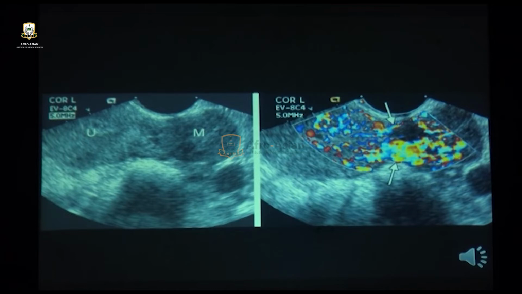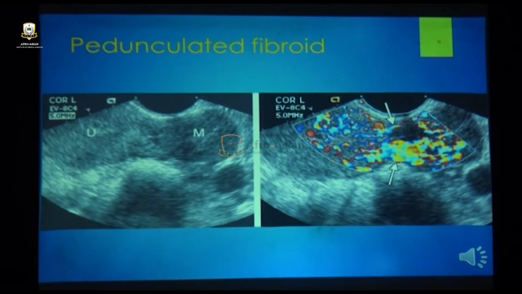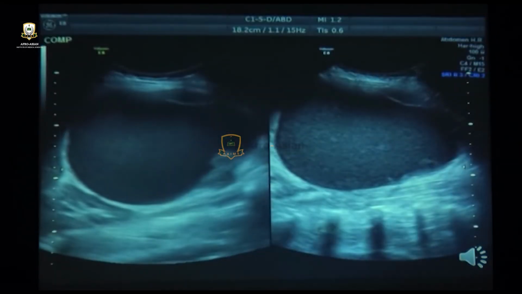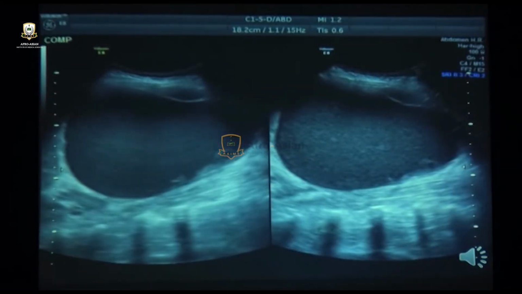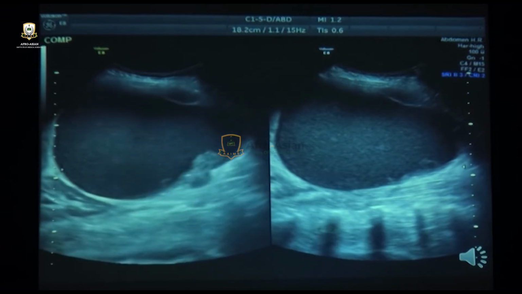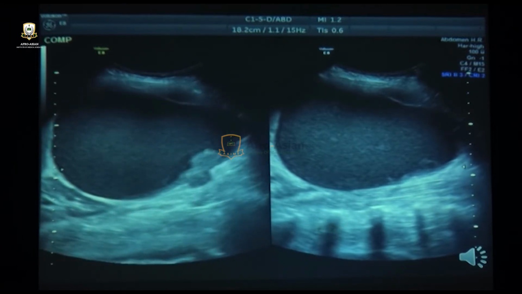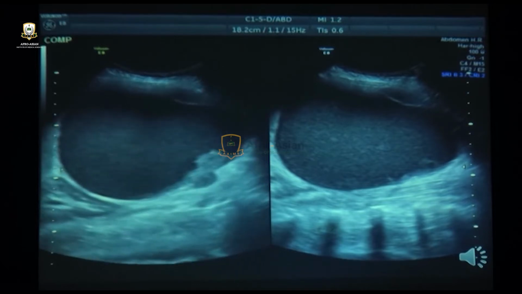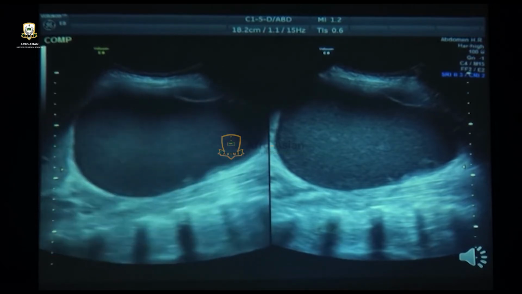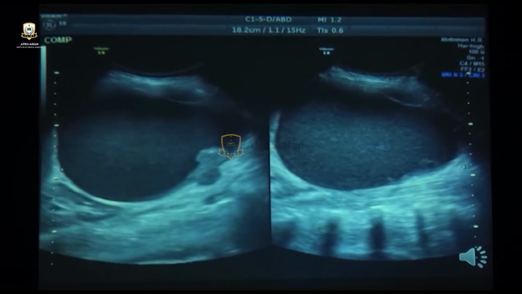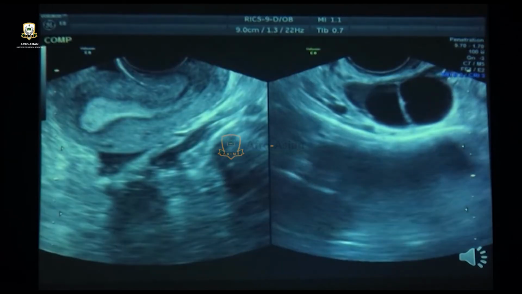This is a solid mass, a pedunculated fibroid, exophytic subserosal, getting its blood supply from the uterus. It's a pedunculated fibroid. Here is a cyst with turbid ground glass appearance. The solid tissue didn't show any Doppler blood flow. Any guess? Chocolate cyst, endometrioma. Yes, that's right.